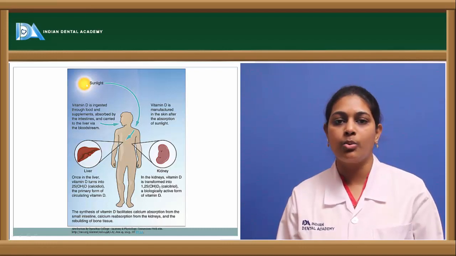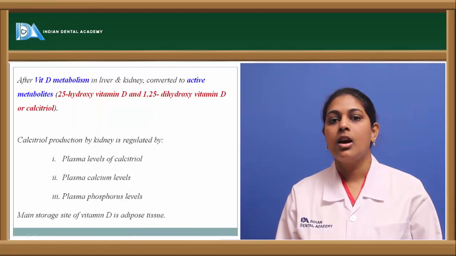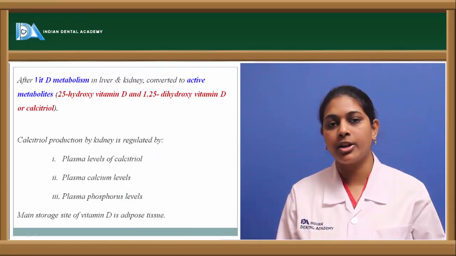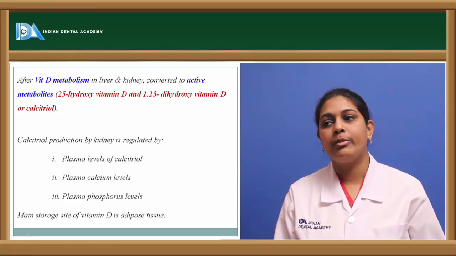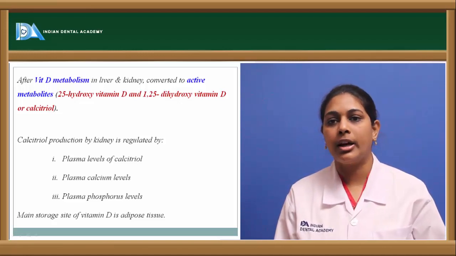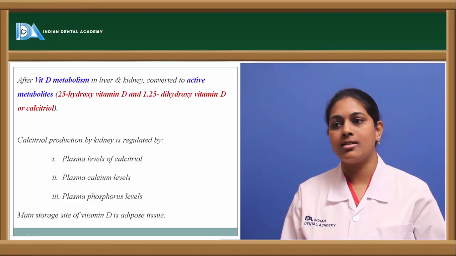So this is the function of vitamin D in the body. Once vitamin D is metabolized in the liver and the kidney, after being absorbed from the radiation or otherwise ingested through the food, it is converted into active metabolites. As already explained, they are 25-hydroxy vitamin D or calcidiol and 1,25-dihydroxy vitamin D or calcitriol.